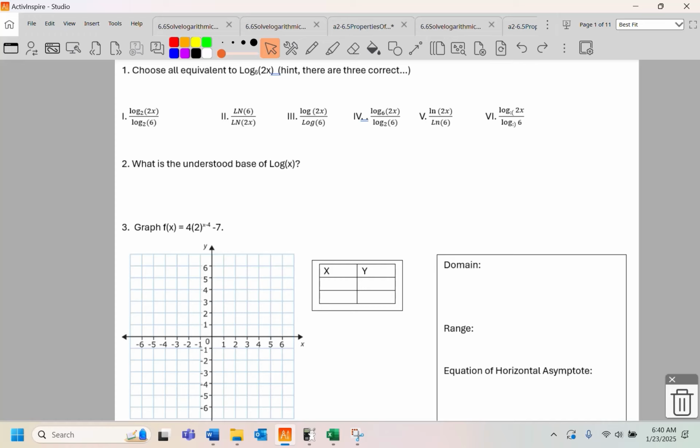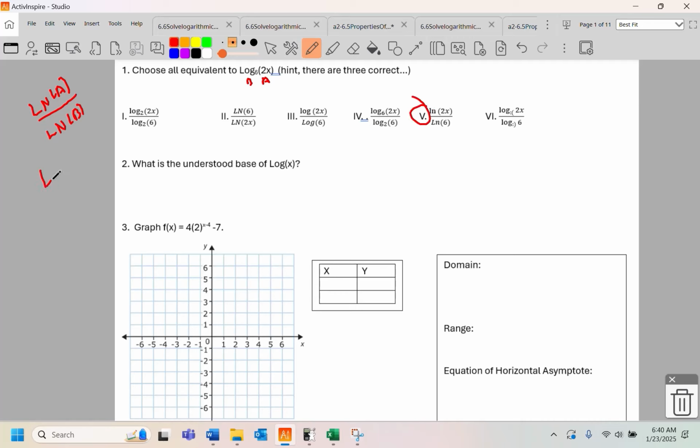All right, so here is the quiz you guys took Friday. Probably 3 of you will watch it. So one of the methods is probably going to be the natural log over the natural log. So this is A, this is B. So I'm looking for natural log of 2x over natural log of 6, which is that one right there.